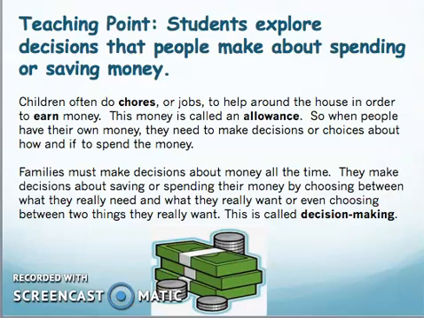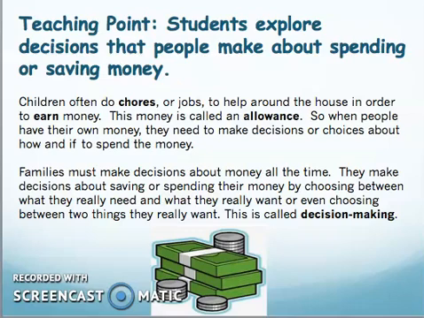Our teaching point, students explore decisions that people make about spending or saving money. So children often do chores or jobs to help around the house in order to earn money, right? What we just talked about. This money is called an allowance. So your parents may choose to give you an allowance. So it's money that you earn for doing a chore. Like for example, if you clean your room or if you do laundry or if you wash the dishes or take out the trash, right? You can earn an allowance for those chores.